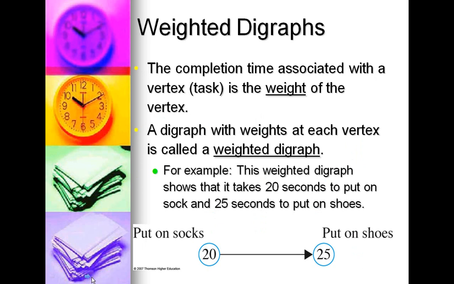So just like we did on the regular graphs, now we're going to add weights to our graphs. Now before, our weights were on the edges because it takes this long to go from this vertex to this vertex, or it has this cost to go from this vertex to this vertex. In this case, it's our vertices that have the weights in them, because it's putting on our socks that takes 20 seconds and putting on our shoes it takes 25 seconds. It's not the transition from putting on socks to putting on shoes that takes the 20 seconds or 25 seconds. So we've relocated where our weights are.